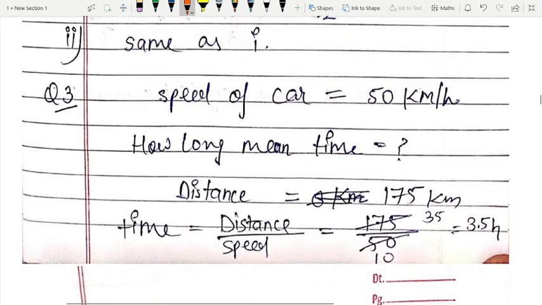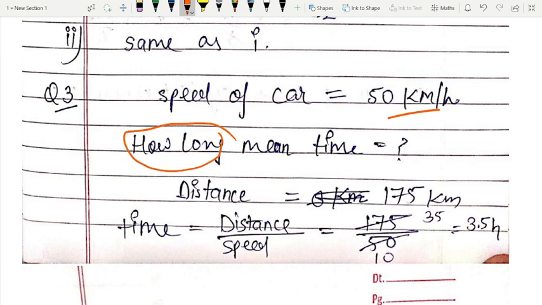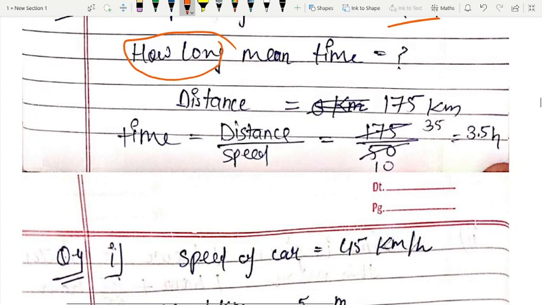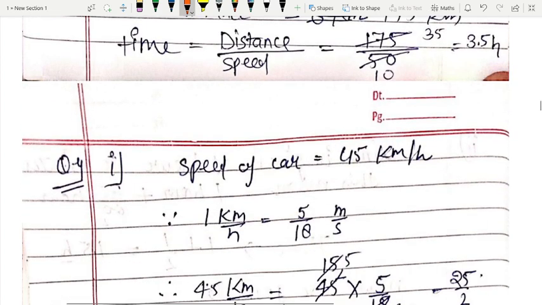And question number 3: the speed of a car is given as 50 kilometers per hour. How long means time is asked in the question. Whenever a question says how long, that means time is asked. The distance is given as 175 kilometers, so we need to find time. Time is equal to distance upon speed. We put the distance here and the speed here. By simplifying, we get the answer 3.5 hours. Pause the video and note it down in your notebook.